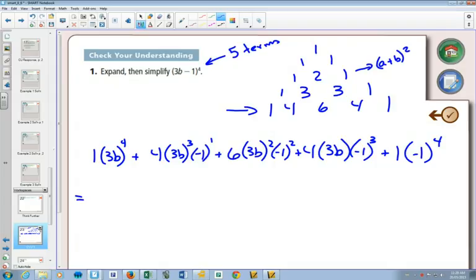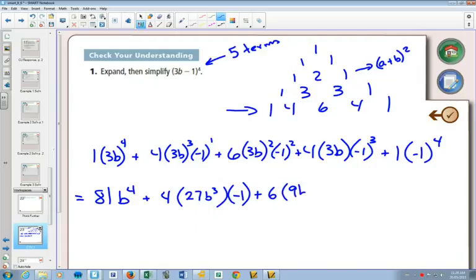And now it just asks us to simplify. 1 times, well, 3b to the 4 means the 3 is to the power of 4, which is 81b to the 4. Plus 4 times, I'm going to do this in 2 steps, 27b cubed, and negative 1 to the power of 1 will still be negative 1. Plus 6 times 9b squared, and negative 1 squared will be positive 1. Plus 4 times 3b, negative 1 cubed will be negative 1. And negative 1 to the power of 4 will be 1.